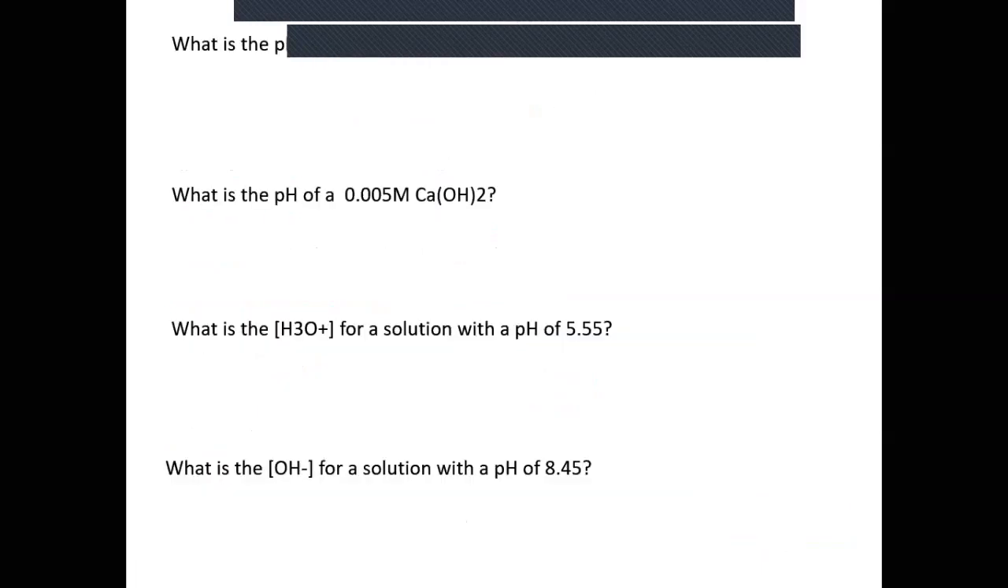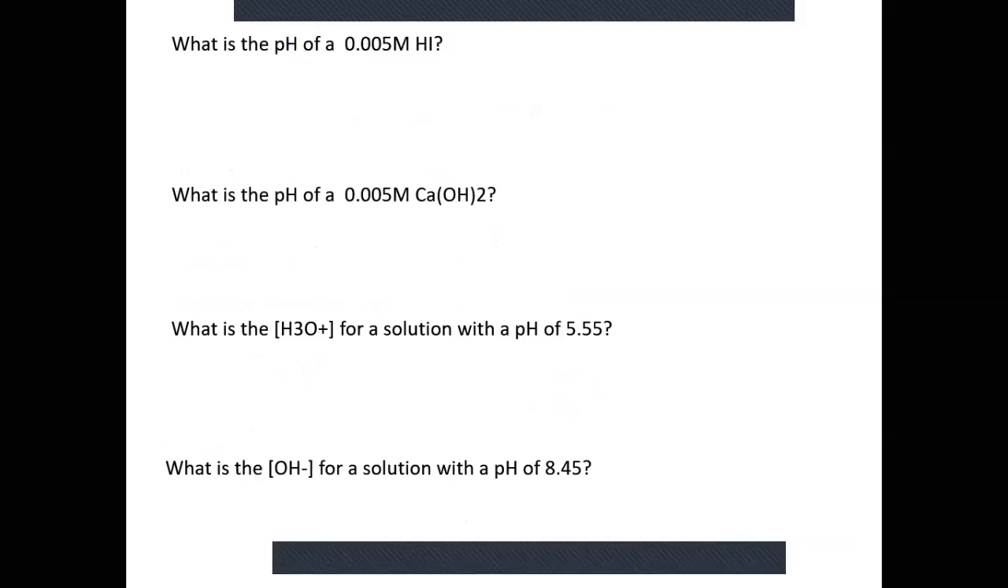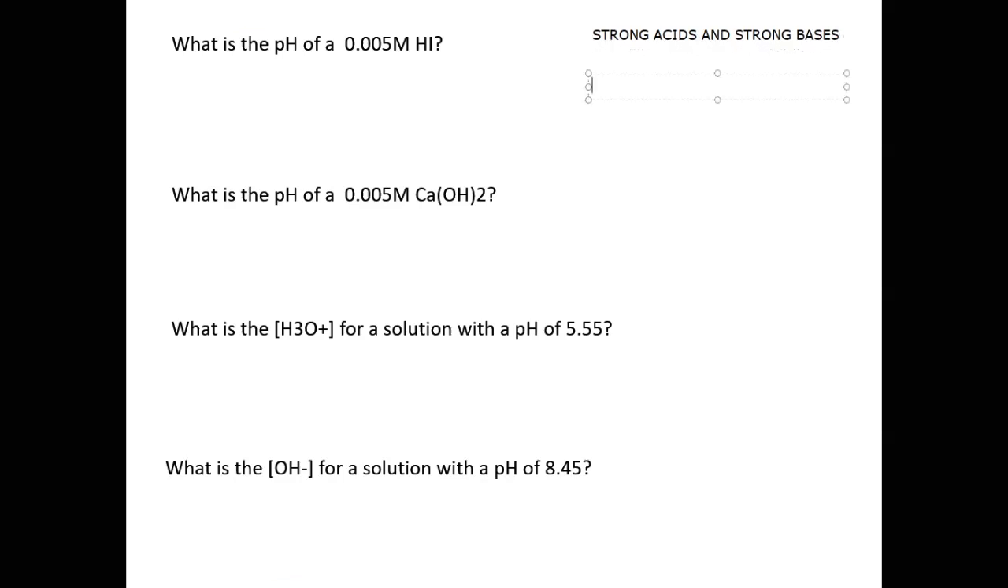Let's do some calculations involving this. Now, all of these calculations are for strong acids and strong bases. So if it's a strong acid or a strong base, we can calculate the pH or pOH in this way. Remember, a strong acid, HI plus H2O gives us H3O+ plus I-.